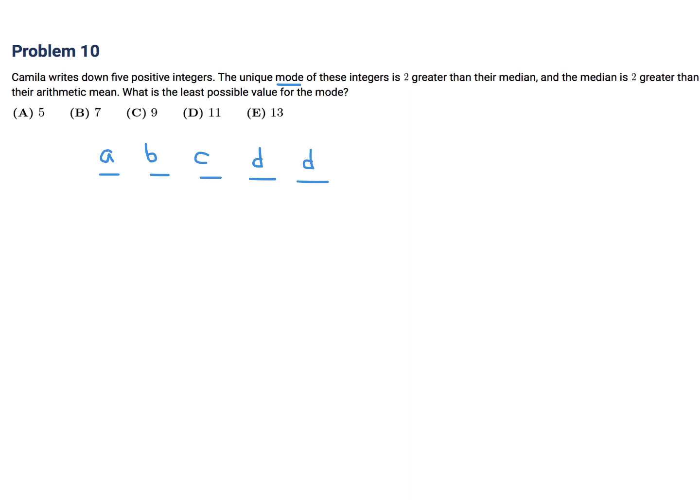Then they say that the unique mode is 2 greater than the median. Okay, the median is the middle value, so that's c. So the mode is d, and it's 2 greater than the median. So that means that d is equal to c plus 2. So that's our first equation.